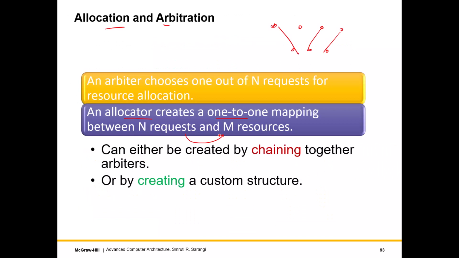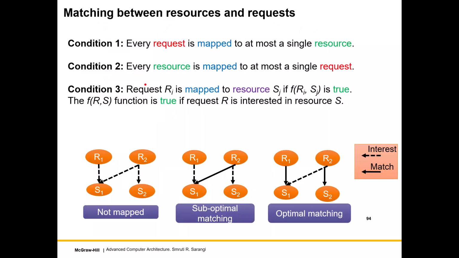So again, I would like to go back over here. An arbiter chooses 1 out of n, and an allocator does the matching of requests and resources. The matching is a somewhat theoretical problem, but this is how it can be explained. Let's say that I draw a bipartite graph. What is a bipartite graph? Well, the resources and the requests are on 2 lines. There is no arrow between 2 resources or between 2 requests. The requests are R1, R2, and the resources are on the other side.